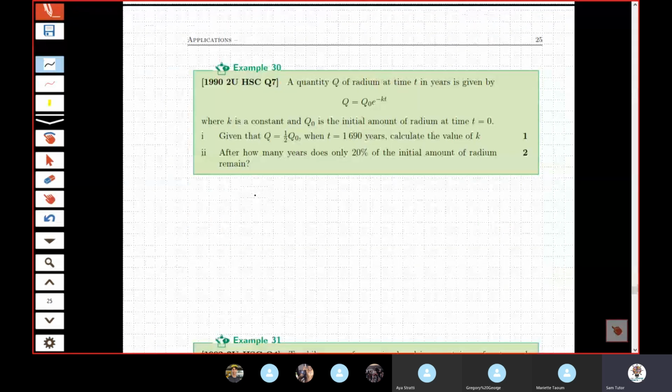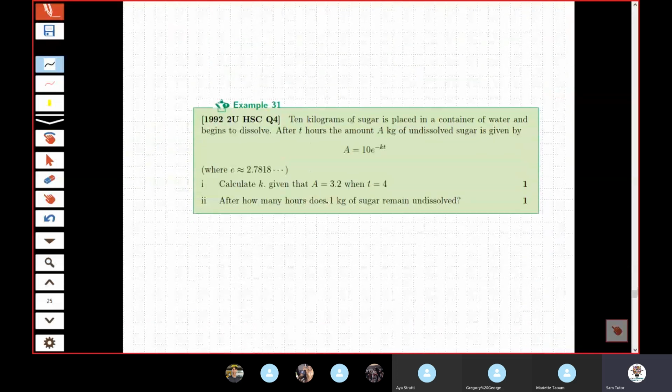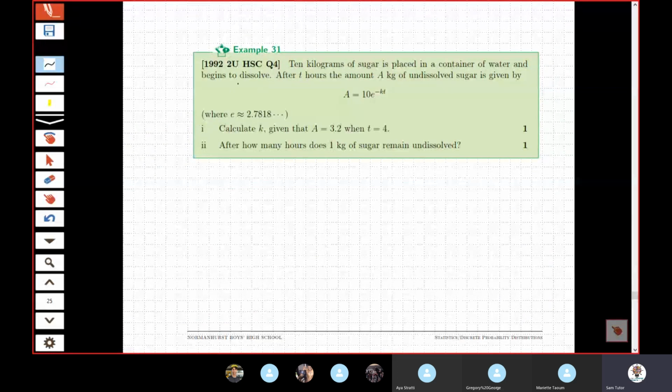All right, another HSC question. Maybe I might just move on and try this one instead. Let's try this one. 10 kilos of sugar is placed in a container of water and begins to dissolve. After t hours, the amount A of undissolved sugar is given by this formula. Calculate k, given that A is 3.2 and t is 4. 100% will be in your exam. I haven't said that about anything else. This 100% will be in your HSC and will be in your prelims.